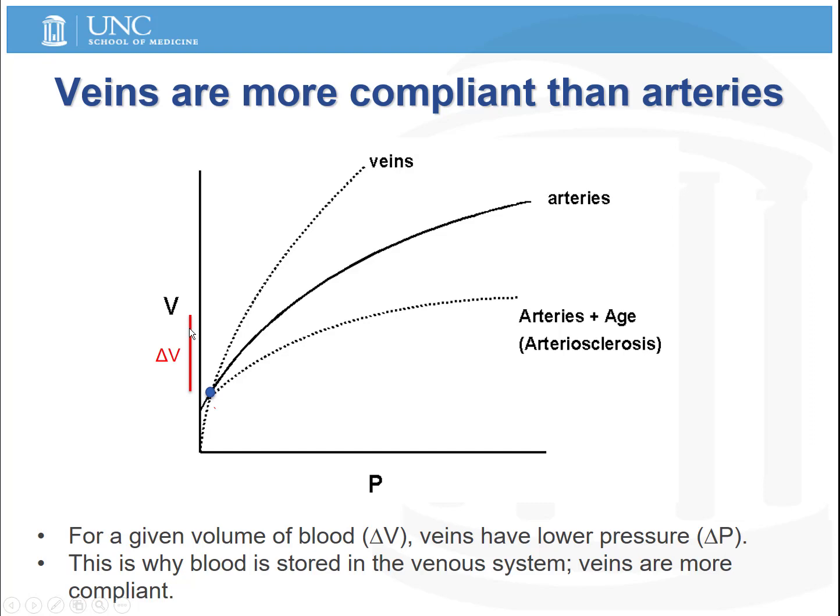Then if we add the exact same volume of blood to either a vein or an artery, we'll see there's a very different change in pressure as a result of that added volume. So the more compliant veins have a relatively small change in pressure as a result of this added volume, while the arteries, on the other hand, have this much larger change in pressure as a result of the same amount of added volume. So the steeper the slope of the line on the pressure volume diagram, the greater the compliance.